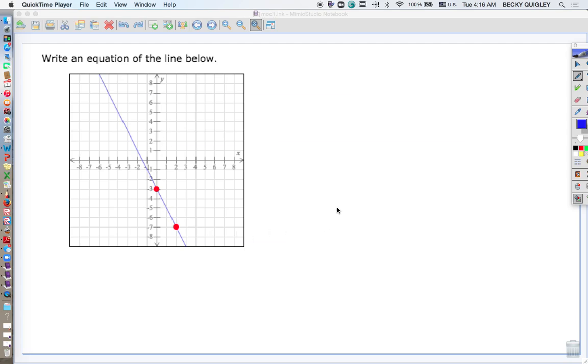So on this first question, it is asking you to write an equation of the line below. The first thing I like to look at is, do I have a positive or negative slope? As you can see here, we have a general decrease. And if you can make an N out of the line, you know you have a negative slope. So I just want to make a little reminder for myself, negative slope.